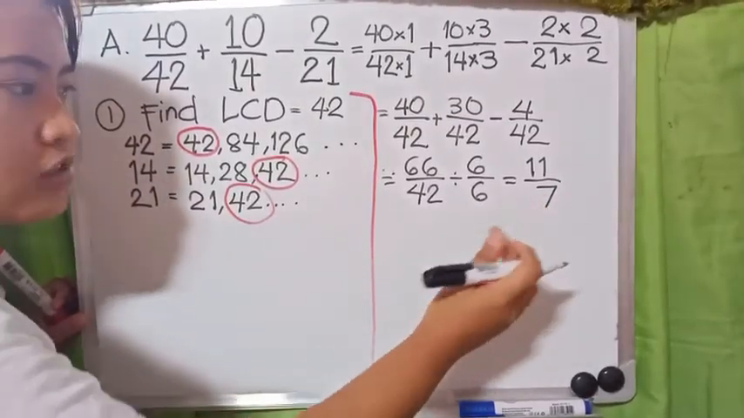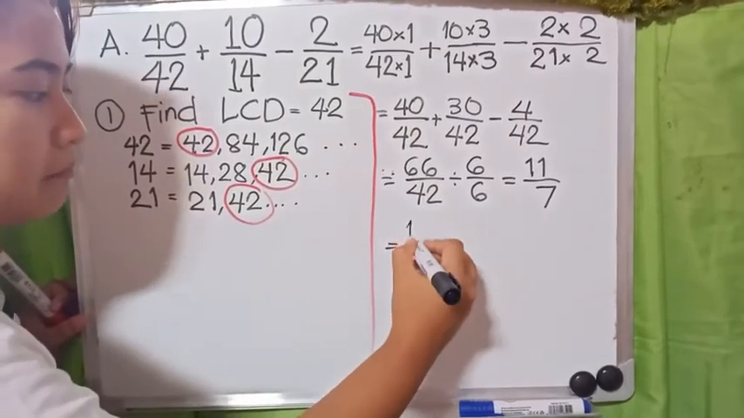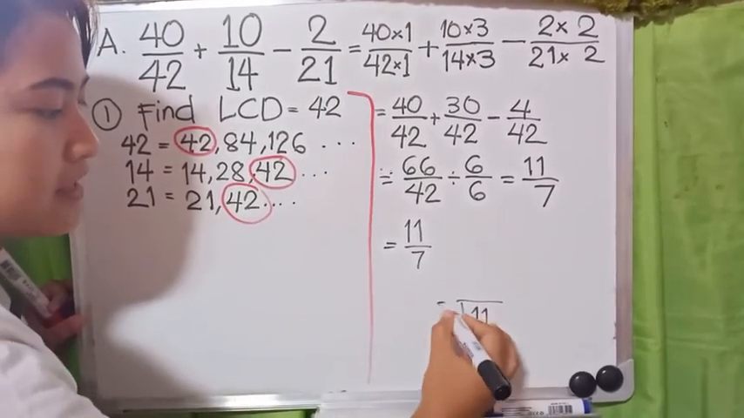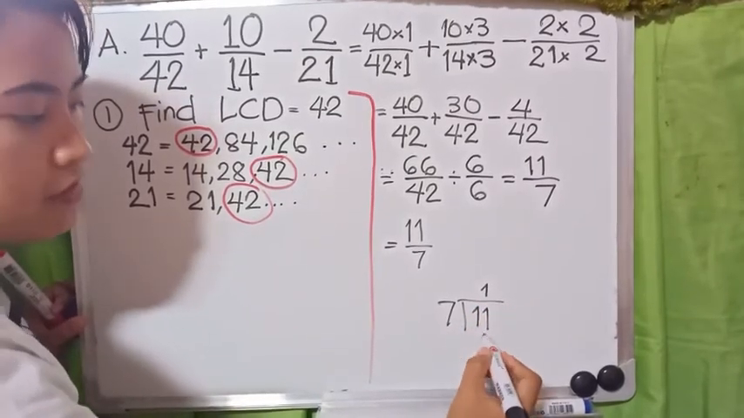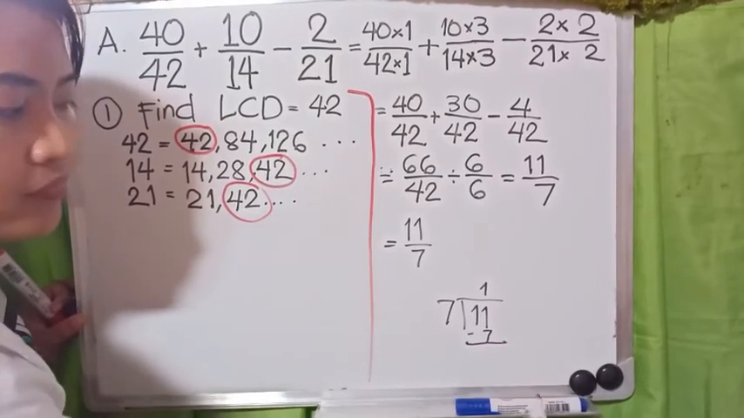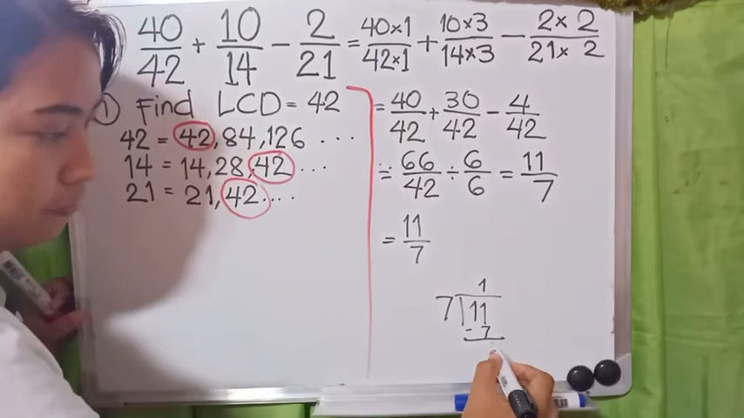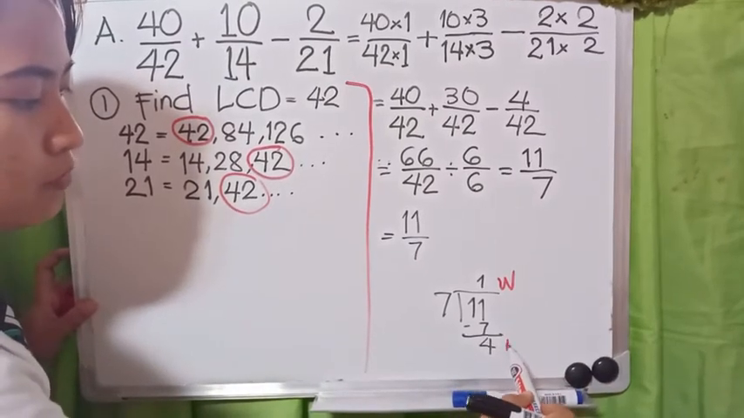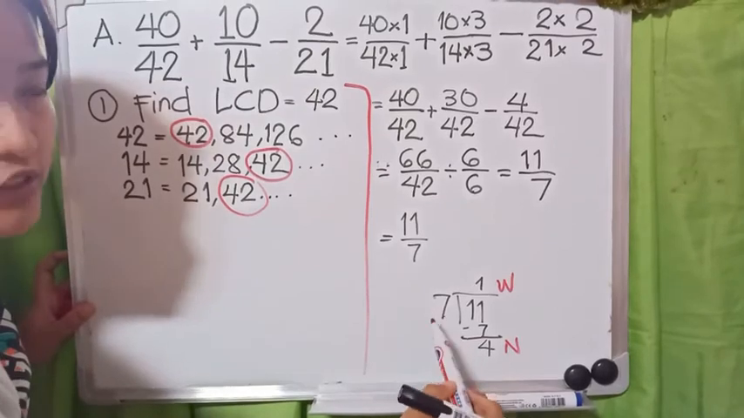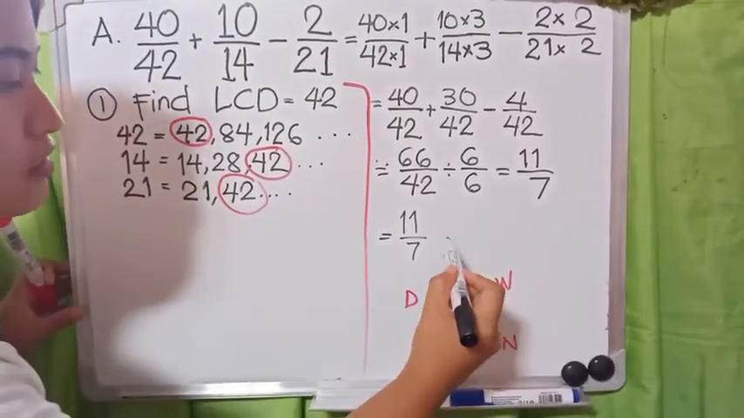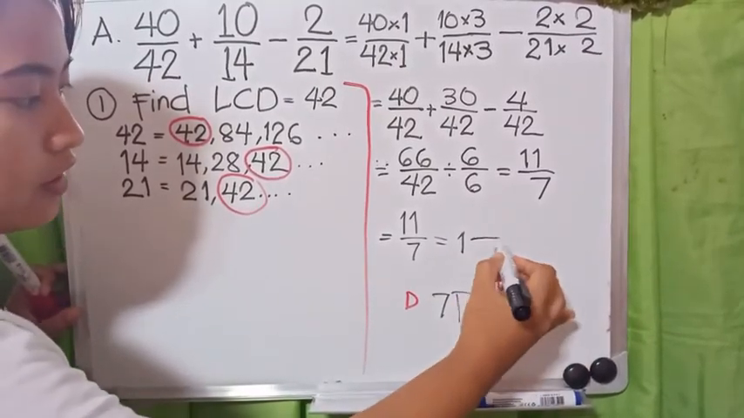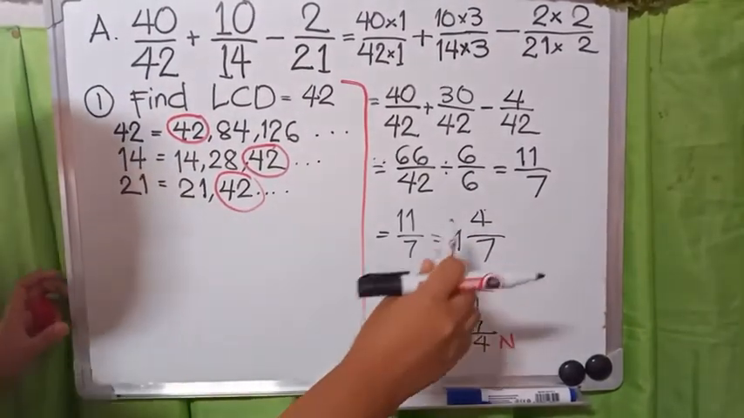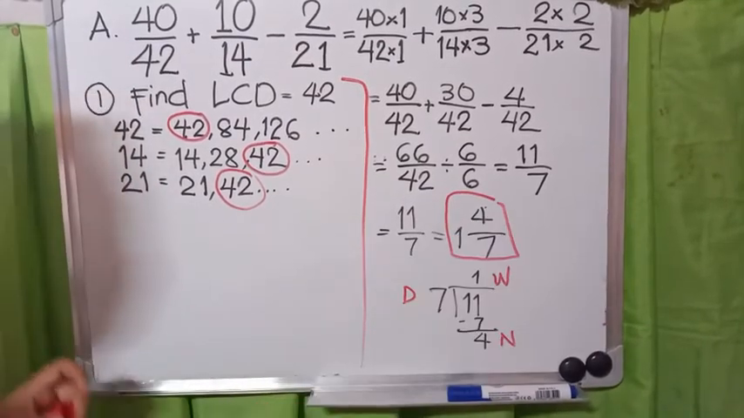As you can see, it is an improper fraction, so we need to simplify by dividing it. 11 divided by 7 is 1. 1 times 7 is 7. So 11 minus 7 is 4. Our 1 would be the whole number, the remainder 4 would be the numerator, and 7 would be the denominator. So our final answer would be 1 and 4 over 7. This is our simplified answer in letter A.